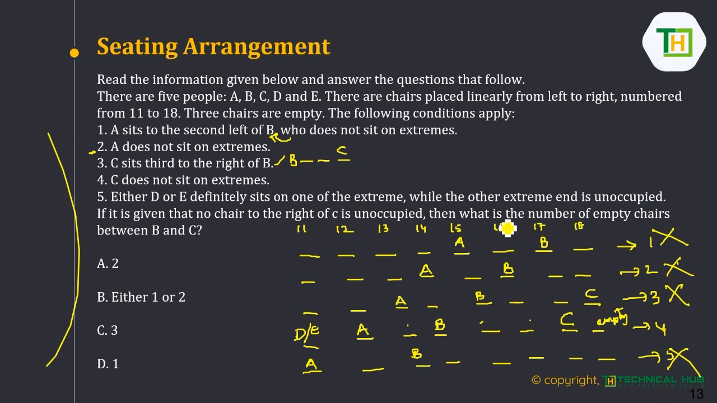What is the number of empty chairs between B and C? Between B and C, what is the number of empty chairs here? Simply 1 and 2. B and C, either 1 or 2. It can be just one, either 1 or 2. So exactly, what is the number of empty chairs between B and C? Here it is 2.